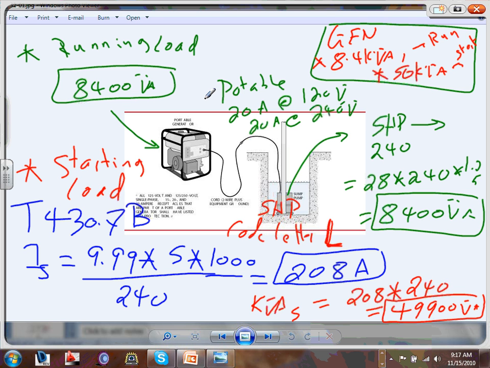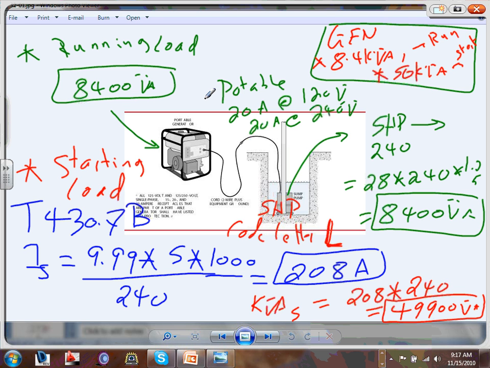Now, if I ask you to size me a generator to pick up all these loads, to transfer all these loads, two things you need to do. Number one, you need to add all these running KVA, all of them. So you add all the volt amps. That will be your running KVA. The second one, you add all these starting KVAs or VAs, and that will be the starting capability. And you come up with two volt-amp values, one start, one running.